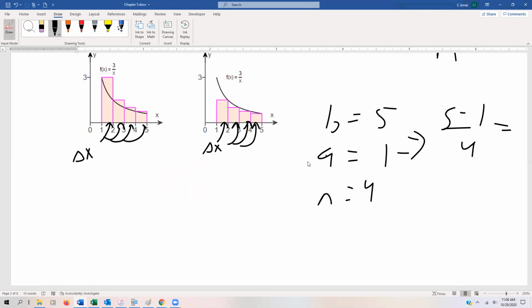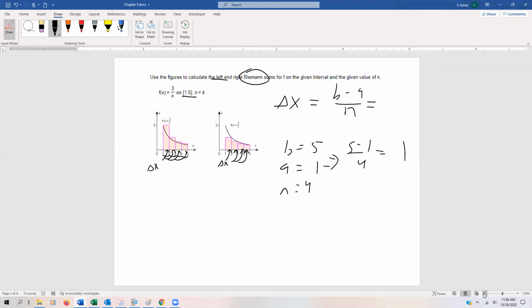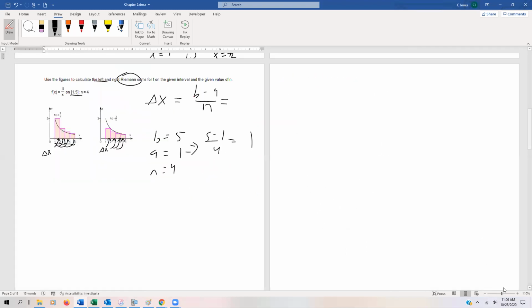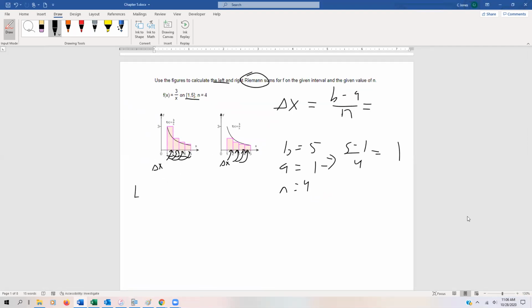And I think everybody can clearly see that to go from 1 to 2, you just add 1. To go from 2 to 3, you add 1. To go from 3 to 4, you add 1. To go from 4 to 5, you add 1. So basically delta x is just whatever number we need to add to go from one endpoint to the next endpoint. But we do need delta x to be able to work with our formula. So that helps us figure out the base. The base of each of these rectangles is delta x, which is 1.